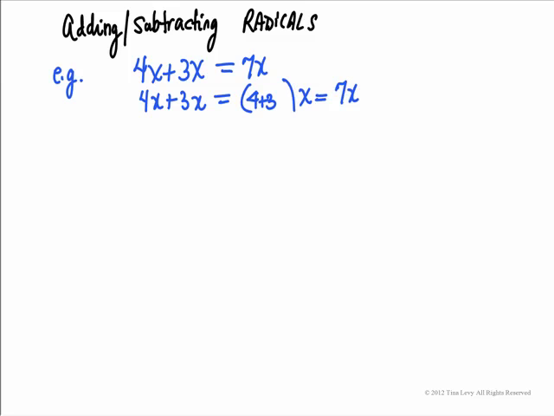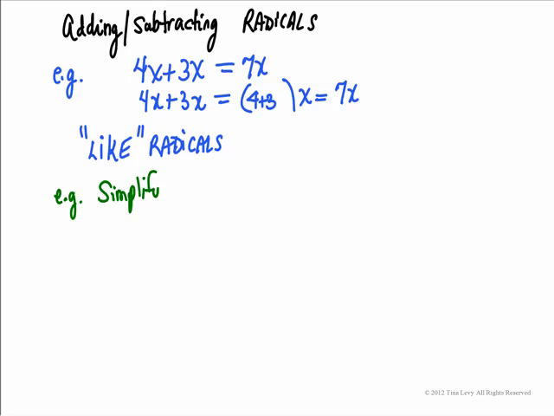With radicals, we're going to do the same thing. We're going to have to add what are called like radicals. And what we're doing is combining like terms, so the radicals have to be exactly the same to be added or subtracted. So as an example, I might say simplify 4 radical 2 plus 3 radical 2. I'm really talking about like terms. They're both radical 2's. So 4 radical 2 plus 3 radical 2 would be 7 radical 2.